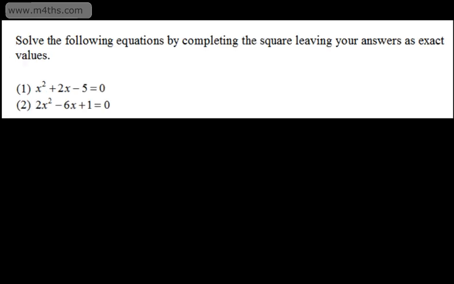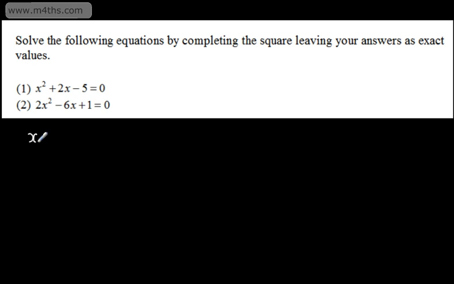Okay, let's look at this one now. We're asked to solve the following equations by completing the square, leaving your answers as exact values. When we're talking about exact values, we mean as surds generally. So instead of giving it to 2 or 3 decimal places, we just give a surd answer. So this one right here, it's in the form ax squared plus bx plus c is equal to 0. This is perfect. So all we need to do is go ahead and complete the square.